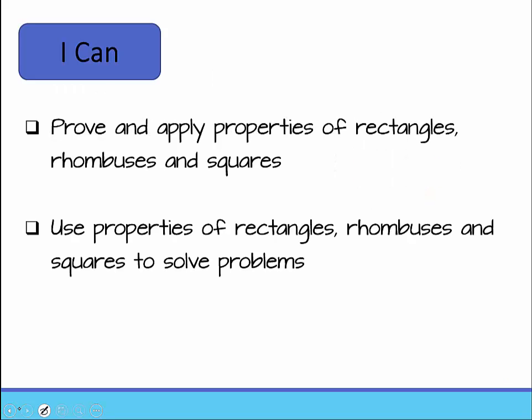So you should be able to prove and apply properties of rectangles, rhombuses, and squares, and then use them to solve some problems. Make sure you write down any questions you have, and we can go over them in class tomorrow.